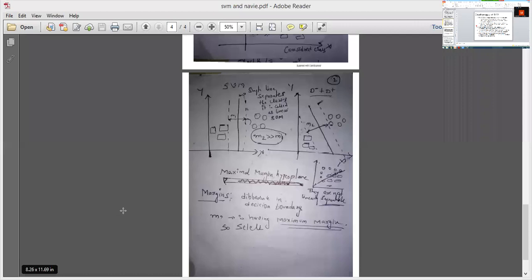But there are also disadvantages of SVM. SVM techniques have two major constraints. One is that it works only with real numbers, and the other is that it works only for binary classification problems. So these are the two disadvantages of SVM.